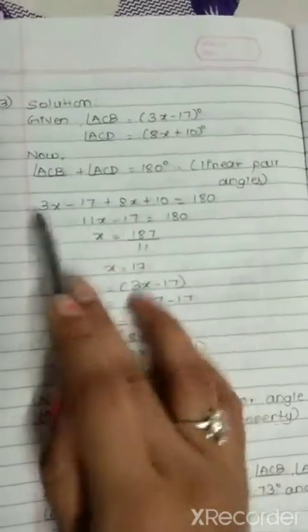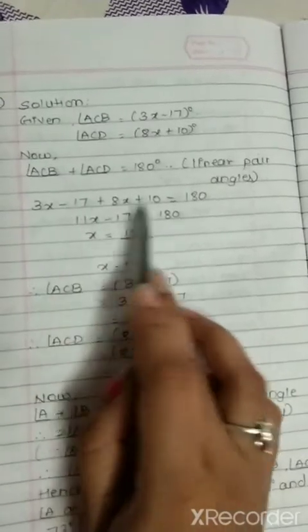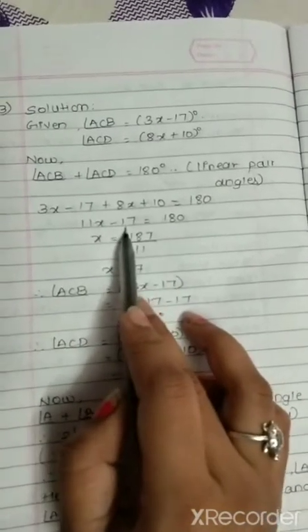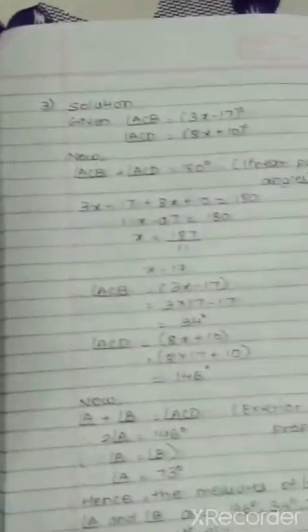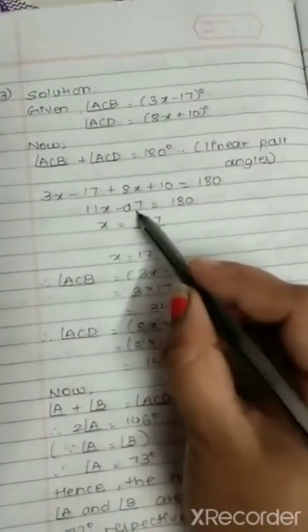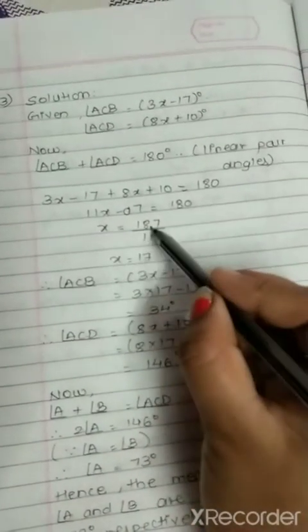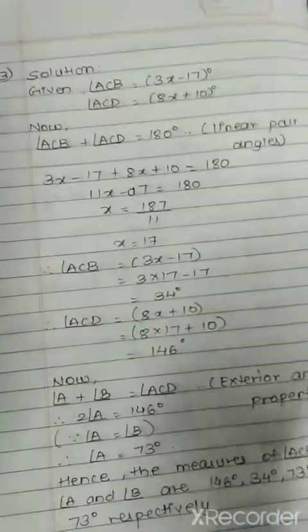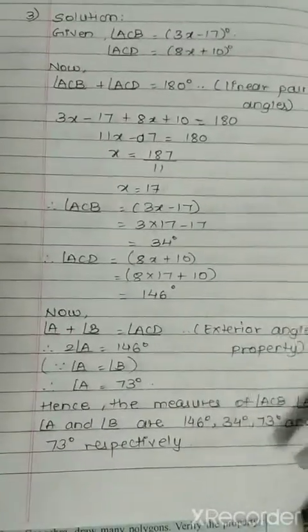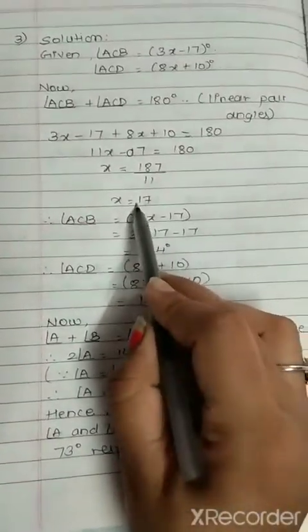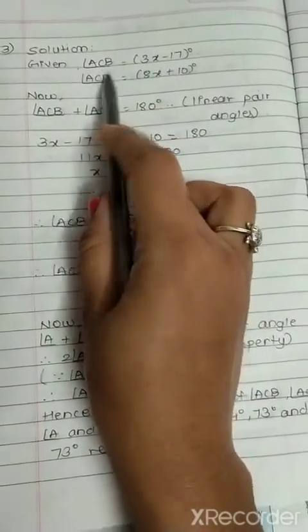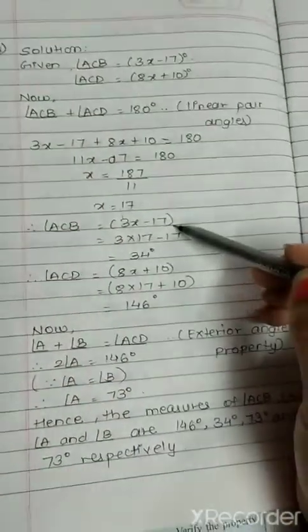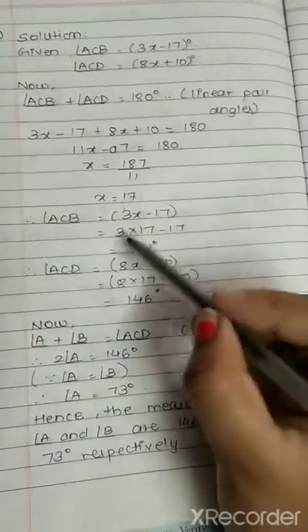Adding this, 8 plus 3 is 11x, minus 17 plus 10 is minus 7. This is 11x is equal to 187. x will be equal to 187 upon 11. So value for x will be 17. Again we got the value for x. We can put the value for x and find the value for ACB and ACD. That's what we have done over here.